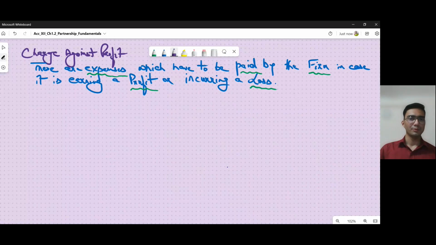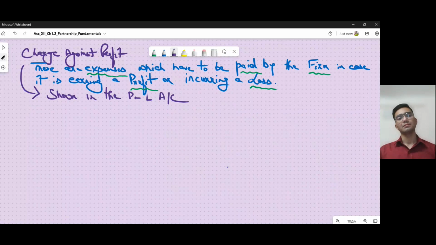Now, where do we write these things? These charges against profit, where do we show them? So it is shown in the P&L account. Okay.